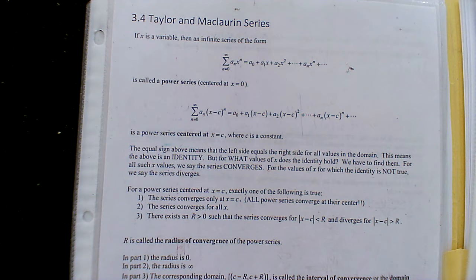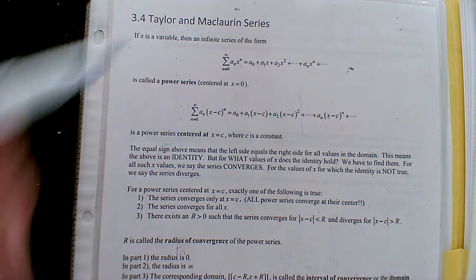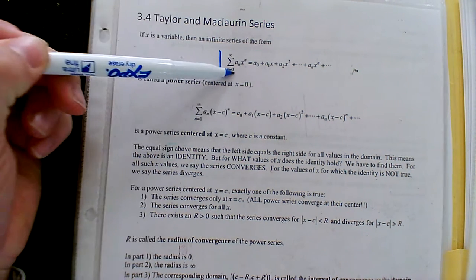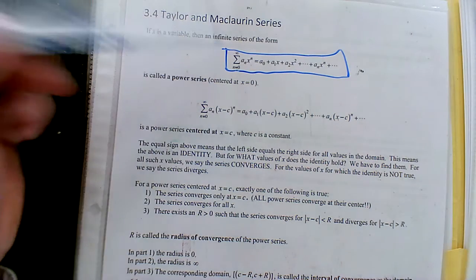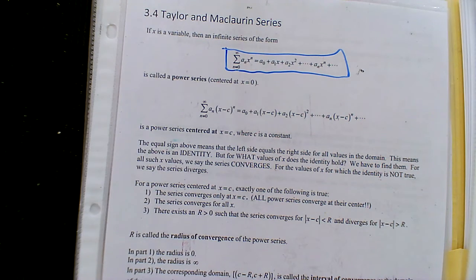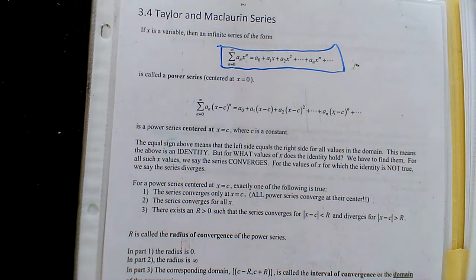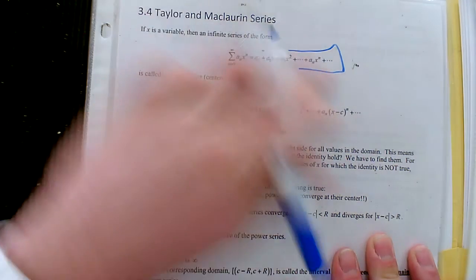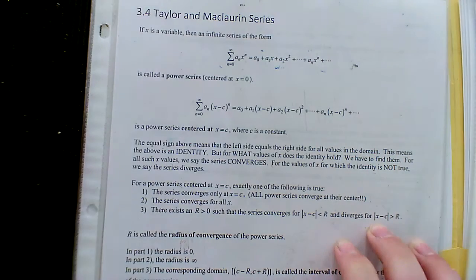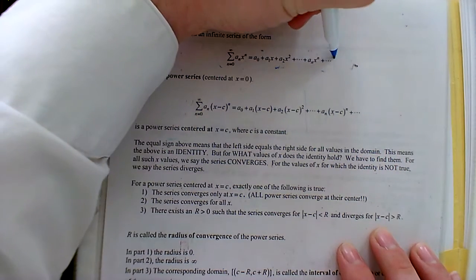Alright, so we're going to start out with Taylor and Maclaurin series today. So if x is a variable, then an infinite series of the form right here, you can read this. This is called a power series. That is called a power series centered at x equals 0. Remember, when anything's centered at 0, we think of what? Maclaurin. Yes, Maclaurin.